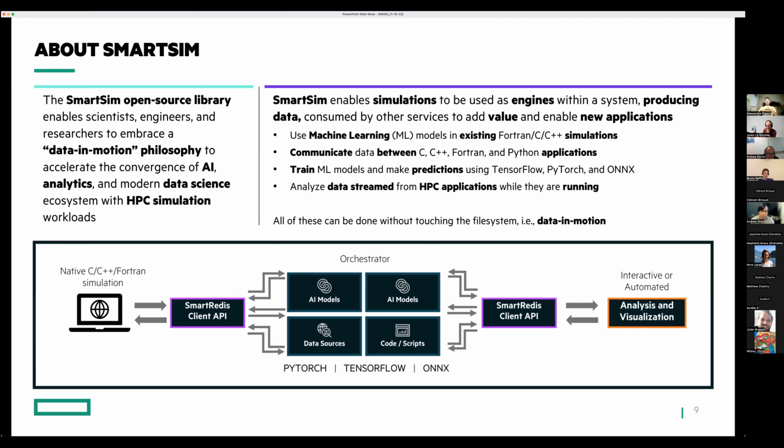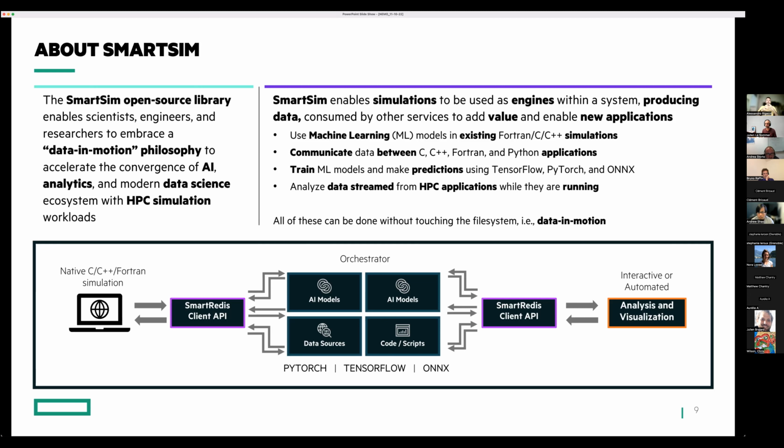We wanted people to take their old code, the well-established libraries, and just add some calls without having to rewrite all the code and without having to rewrite AI toolkits into their own code. So SmartSim enables simulations to be used as engines, so they can produce data which is then consumed by other parts of the workflow. Those other parts could be machine learning models, which you could plug into Fortran, C or C++ simulations, including parallel simulations using MPI.